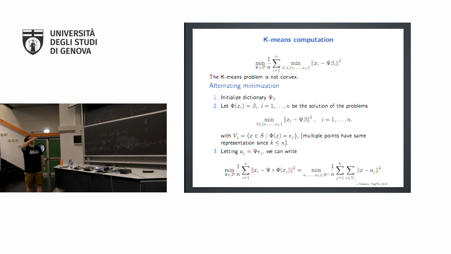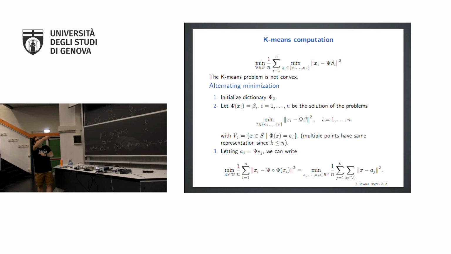And you can now check that if you're minimizing over the columns of this matrix, this minimization decouples. Instead of minimizing over the matrix, you just minimize over the first column, then over the second column, and so on. You minimize over the first column in the first region, over the second column in the second region, and so on and so forth.